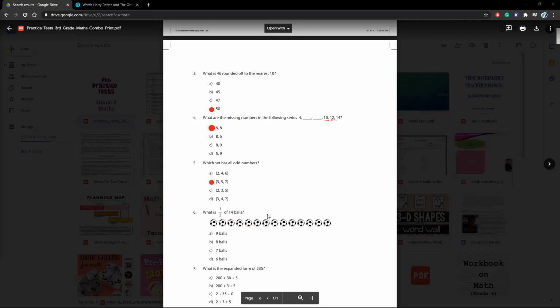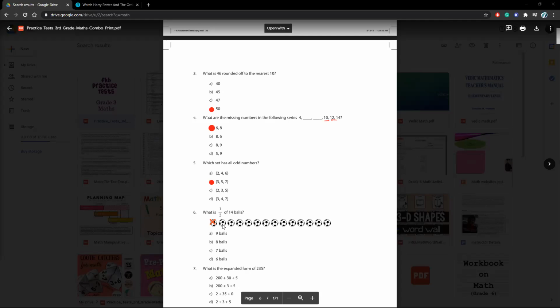Okay, I know how to explain this. So now we are trying to see what is half of these 14 balls. Or you could just do which two equal numbers make 14. And 7 is what you will get. And that's the answer. So it's C.